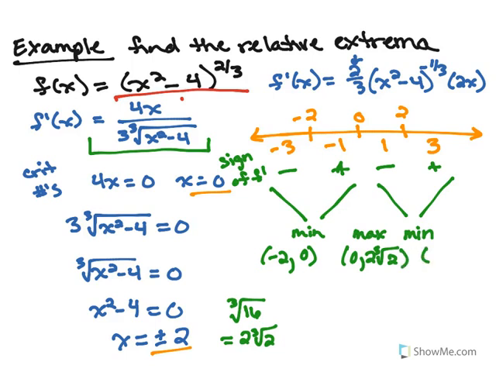And then I have a minimum at 2. At 2, when I square it, I get 4 minus 4 is 0. So both of my relative mins happen to have the same y value.